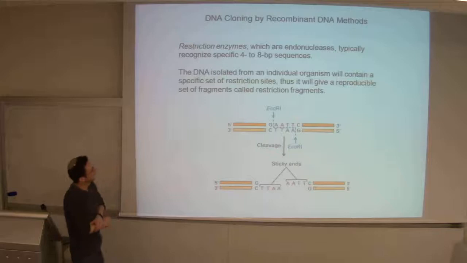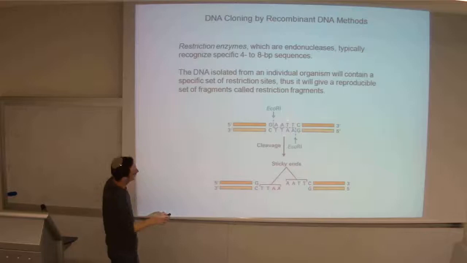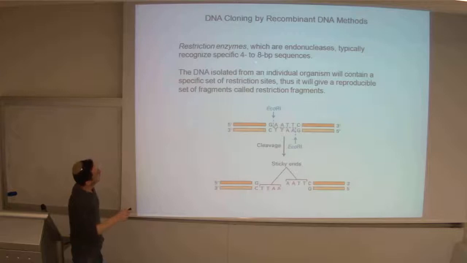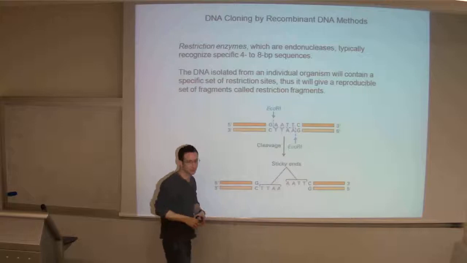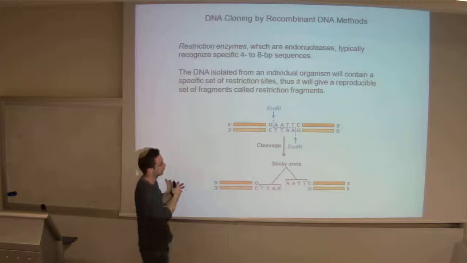Restriction enzymes are endonucleases that cleave a molecule somewhere in the middle, and they typically recognize 4 to 8 base pair sequences. Here's an example of a four-letter sequence. The DNA isolated from an individual organism will contain a specific set of restriction sites. These are the points which are cleaved by the restriction enzymes, and it will give a reproducible set of fragments called restriction fragments. So in several laboratories, if you use the same restriction enzyme on the same genome, you will get the same restriction fragments.